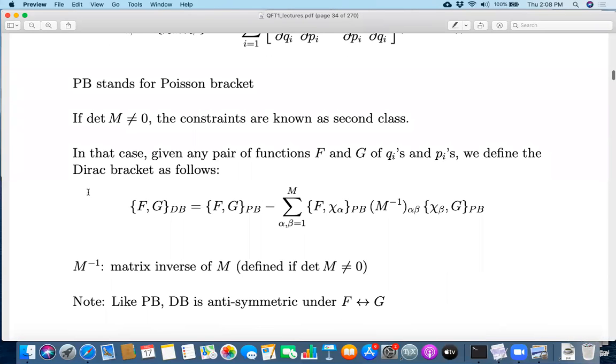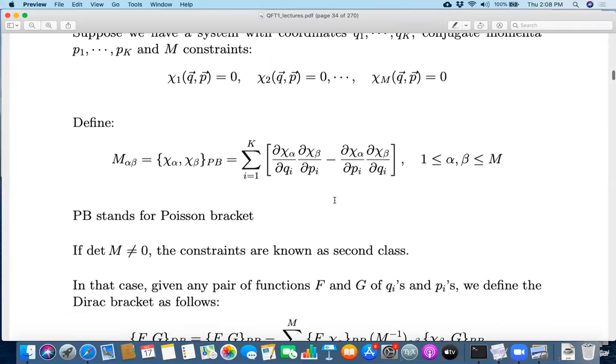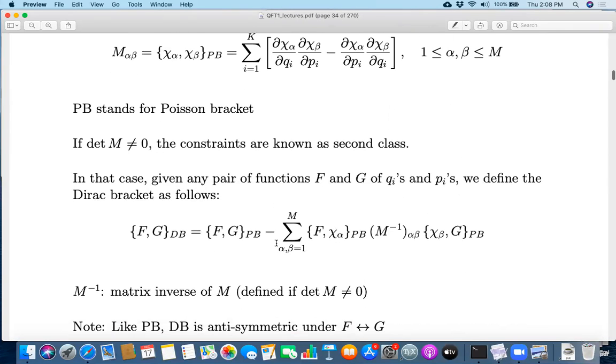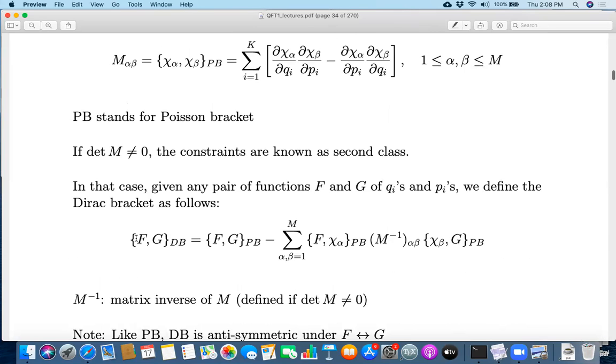Okay, so here was the definition of the Dirac bracket. The chi's were the constants, and this M matrix is this Poisson bracket. The precise structure of M will not be necessary, but look at the definition of the Dirac bracket. The Dirac bracket of F and G is the same as the Poisson bracket of F and G, and then there are these corrections. The corrections involve the Poisson bracket between F and the constant.